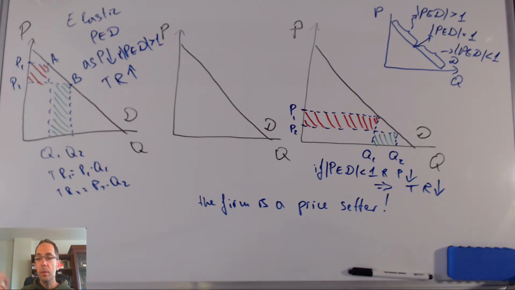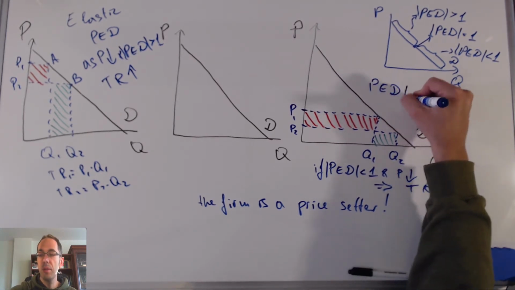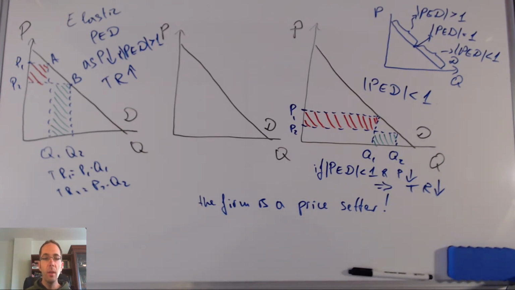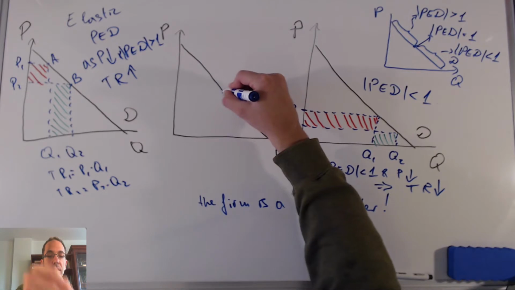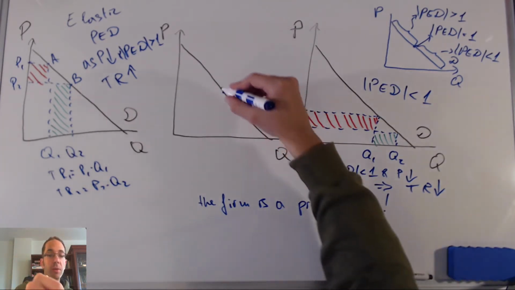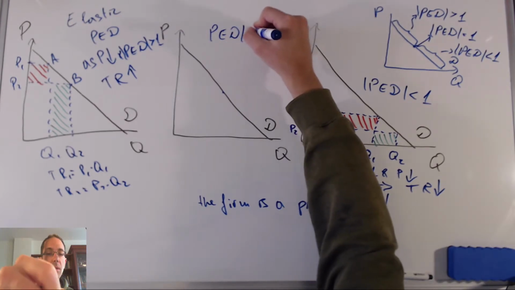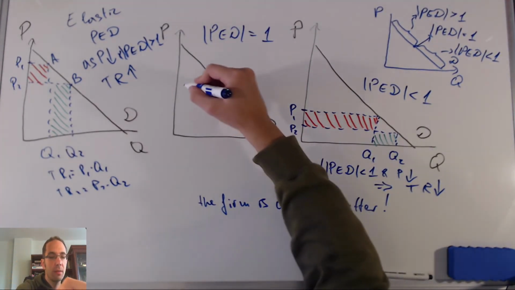And finally, over here we can just stress that PED is less than 1, it's inelastic. Finally, I'll choose the point where the price elasticity of demand is unit elastic, which is the midpoint. So PED is equal to 1, unit elastic.